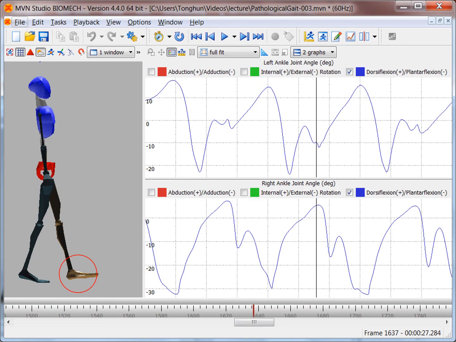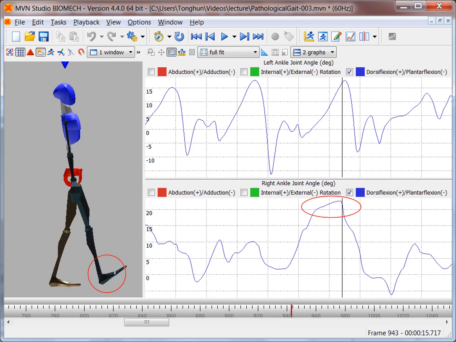This avatar shows the normal contact with the left foot. There are two graphs for dorsiflexion and plantar flexion for the left and the right ankle in the top right and bottom right, respectively. As you see the avatar's right leg, this is the extreme dorsiflexion. You can see the higher dorsiflexion at the initial contact in the graph on the right bottom.